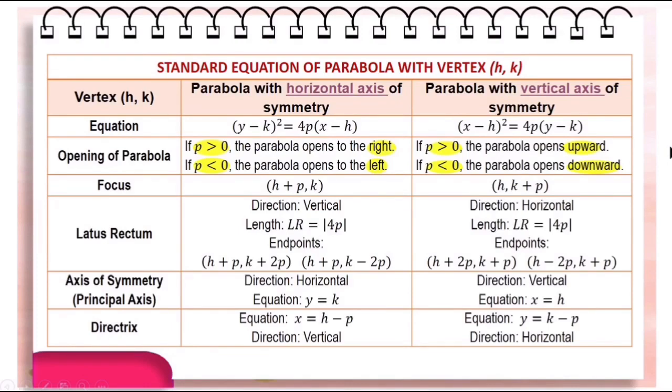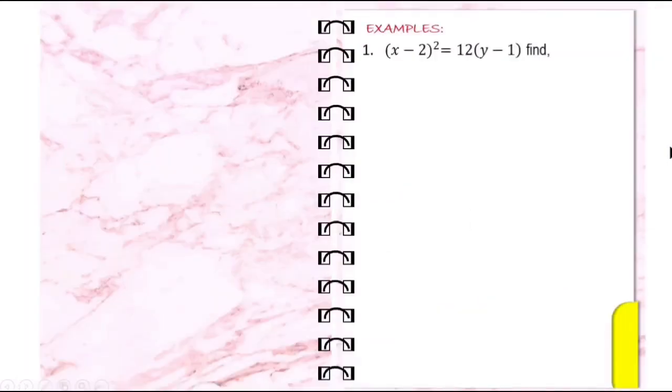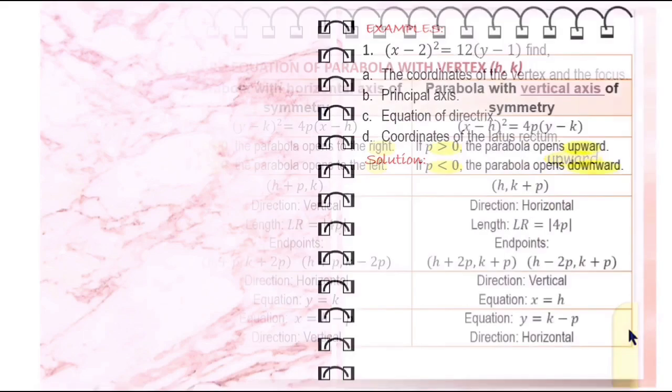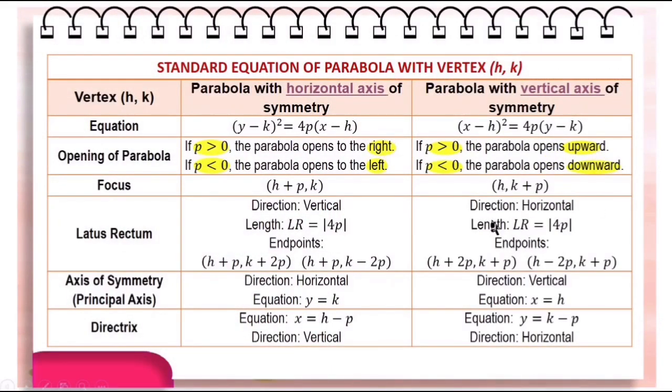Let us now have an examples. Number 1, given the equation (x minus 2) squared equals 12 times (y minus 1), find the coordinates of the vertex and the focus, the principal axis, the equation of directrix, and coordinates or endpoints of latus rectum. Since the equation is quadratic in x and it is positive here, this is parabola opening upward. So ito ang ating focus, ang endpoints ng latus rectum, equation ng axis of symmetry or principal axis, at ito naman ang equation ng directrix.